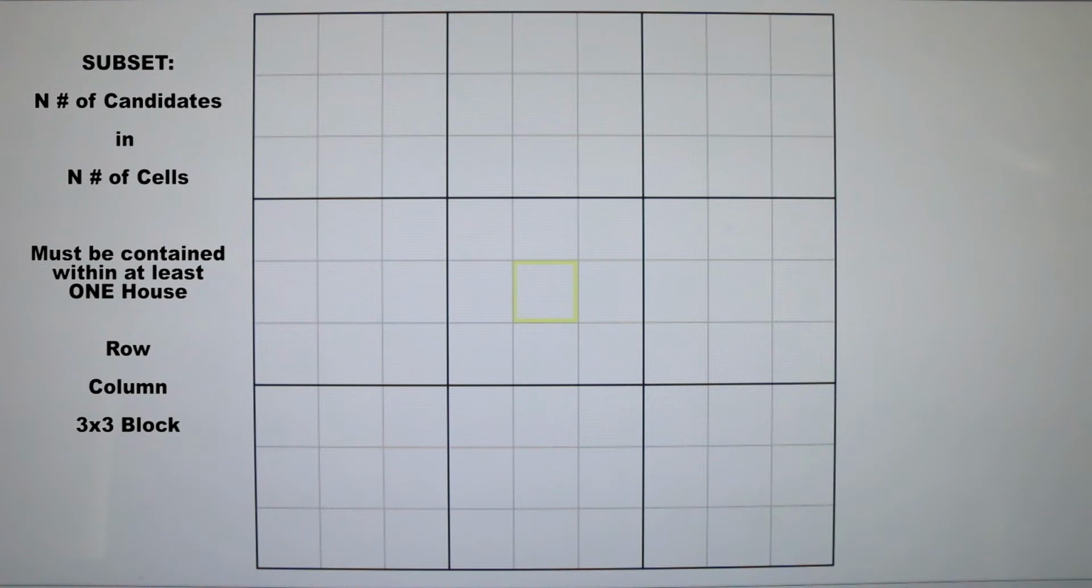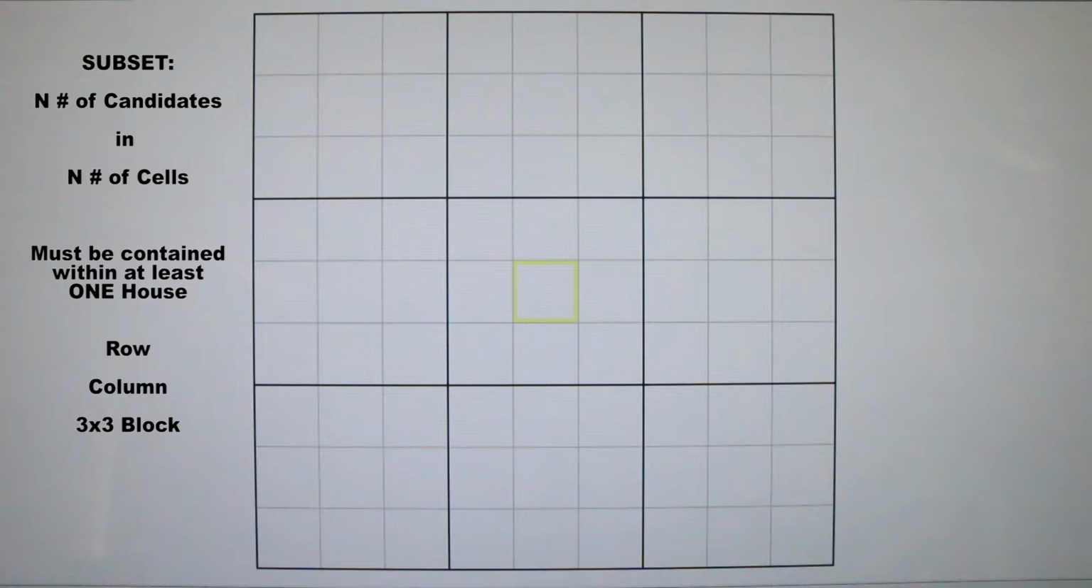If you remember from the terminology video, a subset in Sudoku is defined as n number of candidates in n number of cells. Like 2 candidates in 2 cells, or 3 candidates in 3 cells, or 5 candidates in 5 cells, and so on and so forth. And further, the cells and the candidates of the subset must be contained entirely within at least one house, i.e. a row, a column, or a 3x3 block. And don't forget, there is no such thing as a subset of 1.